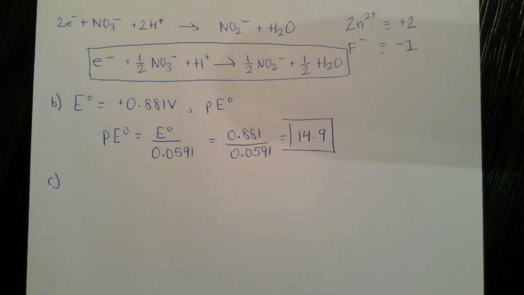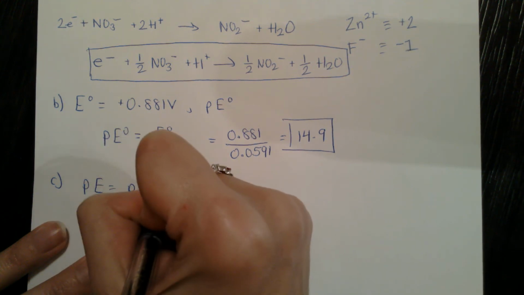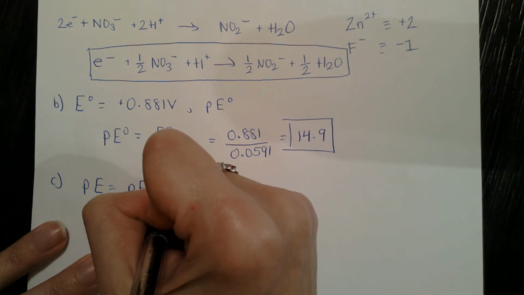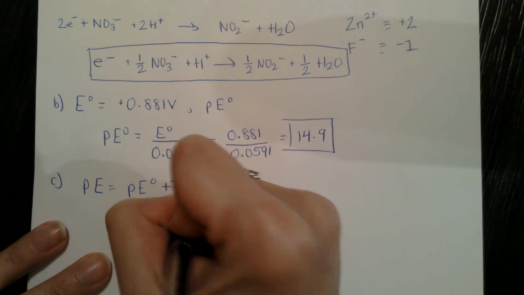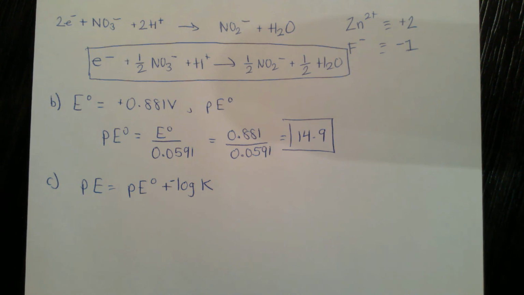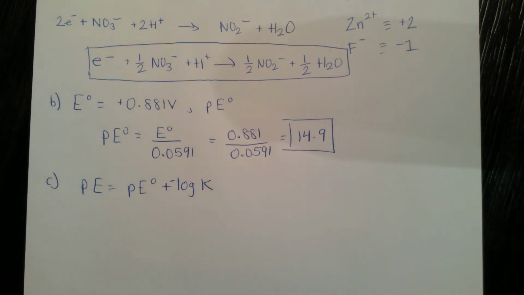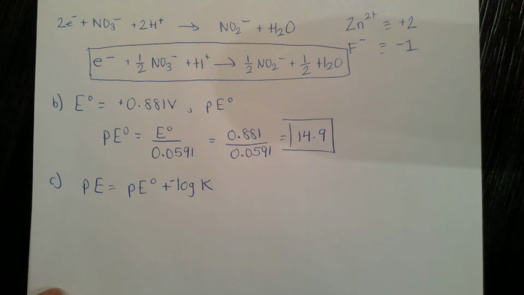Okay, part C. From your answers in part A, deduce the expression relating PE to PE0 and the ion concentrations. Okay, so PE is equal to PE0 minus, so we'll go plus negative, log of K, where K is our equilibrium constant that relates our concentrations of products to reactants. So we're going to need this half reaction up here to do this. Okay, so this is simple enough.